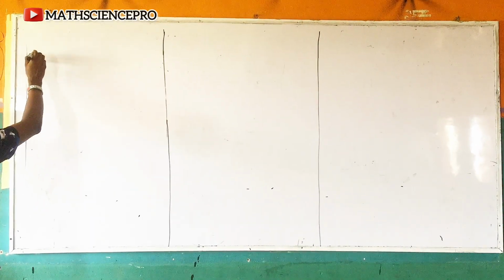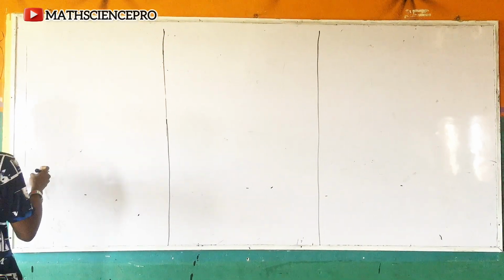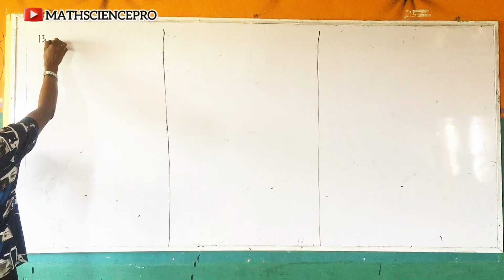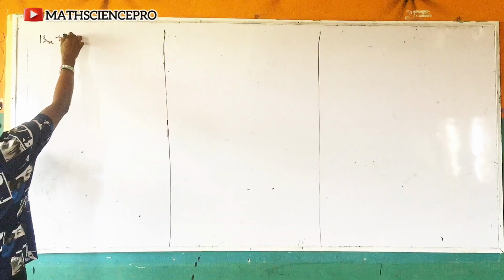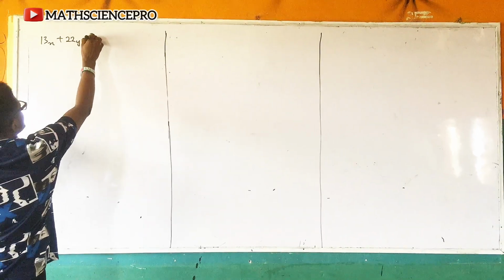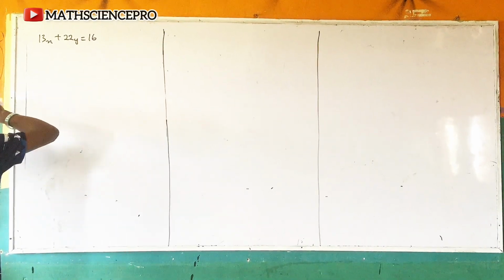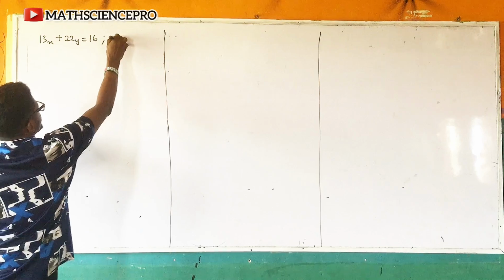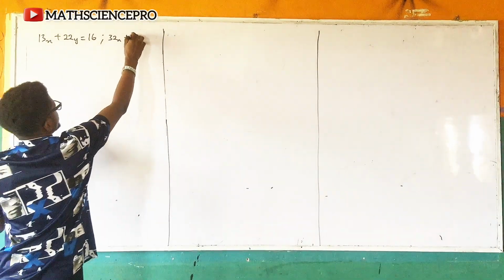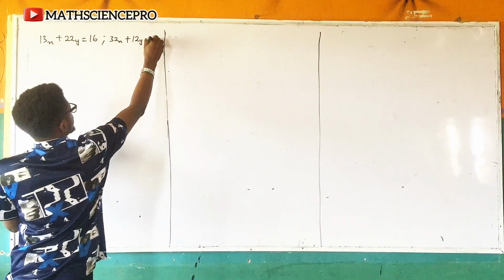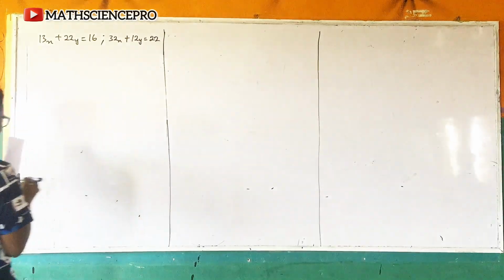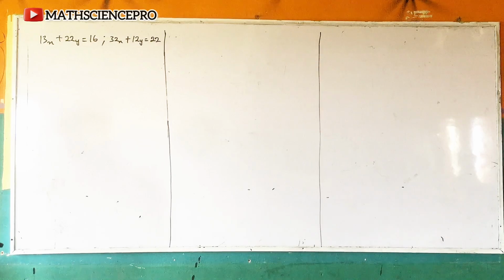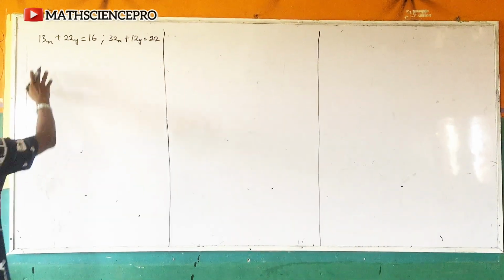So the next question is, given that 13 base x plus 22 base y equals 16 in base 10, and also 32 base x plus 12 base y equals 22. So it is base, not 12y, it's 12 base y, 22 base y. All right, number base system, let's work on this quickly.